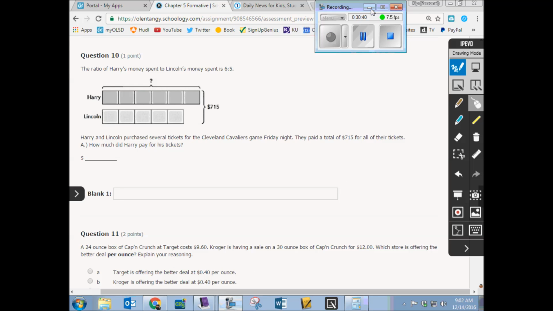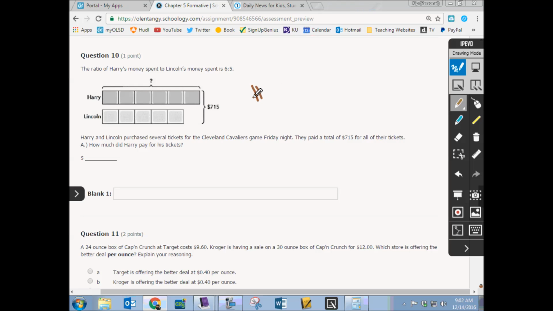Okay, bar modeling. This is going to be learning target number 4. We've seen this Harry and Lincoln question about 1,000 times now, right? The ratio of Harry's money spent to Lincoln's money spent is 6 to 5. Now, what I like to do, even though we didn't have to do this, is edge pieces, right? I like to say, okay, that means 6 for Harry, that means 5 for Lincoln, which means 11 total. Which makes the model make sense because you have 6 boxes for Harry, 5 boxes for Lincoln, which means there are 11 total boxes. Everybody understand that?